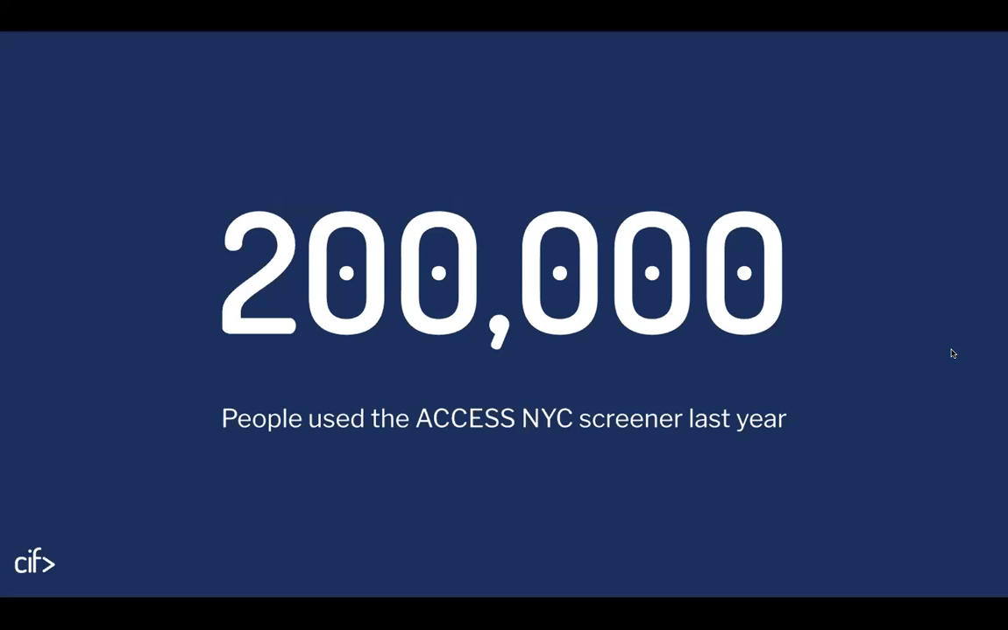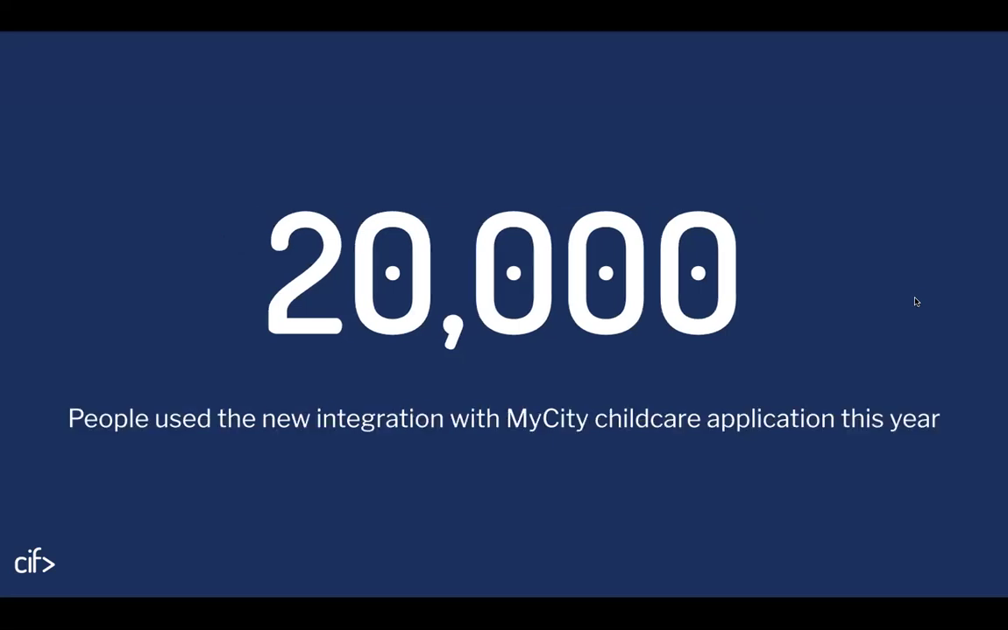About last year, 200,000 different people were able to get access to benefits programs that they qualified for using the Access NYC screener. And then this year, the benefit screening API was also integrated with My City, where already about 20,000 people have been able to find benefits programs that they may have qualified for.